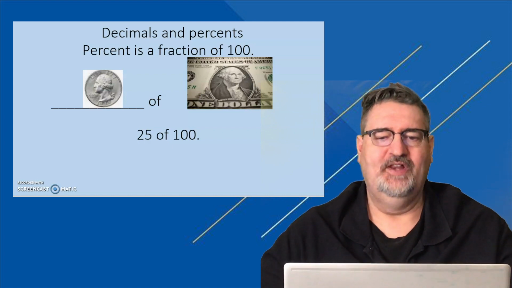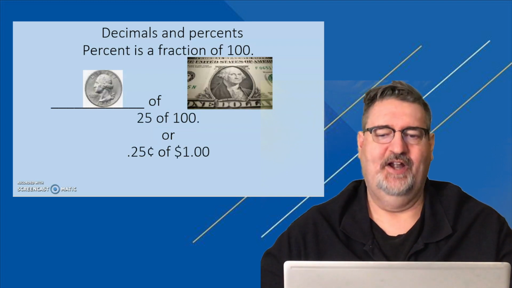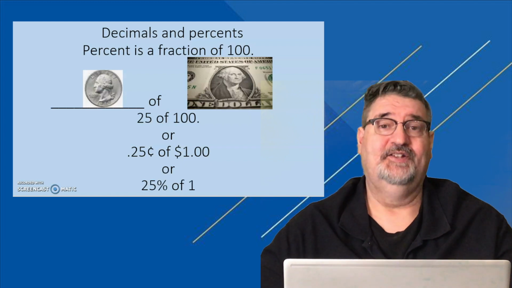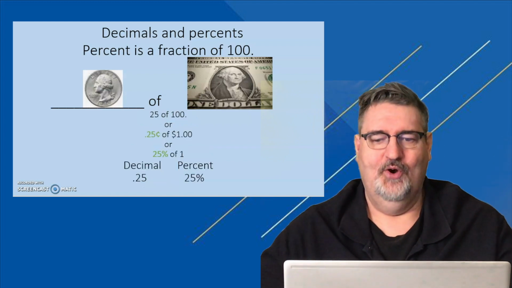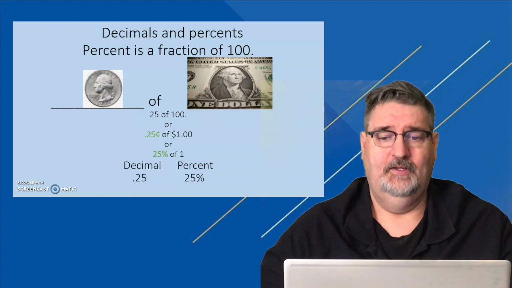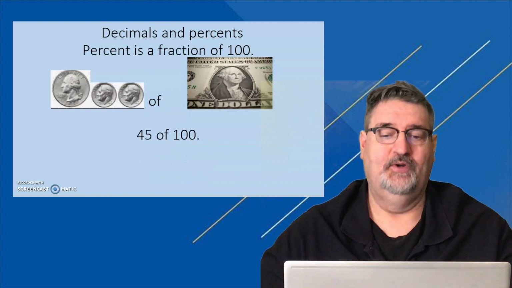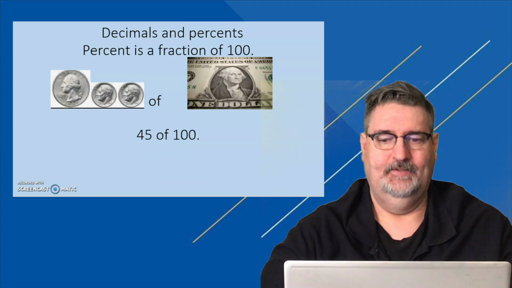Here we have 25 cents, a quarter, next to a dollar, and we first write it out as 25 of 100. Well, we can also say that's 25 cents of $1. Or that's 25% of $1. And down at the bottom now, we see how those are relating with the 0.25 as the decimal and 25%.